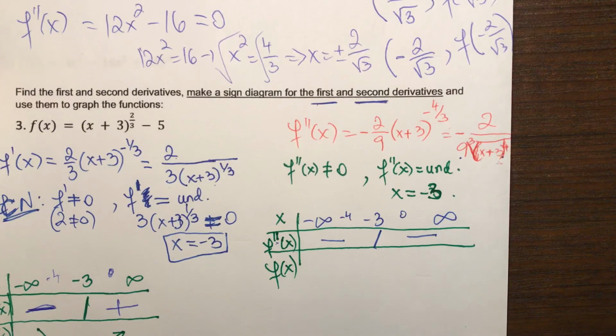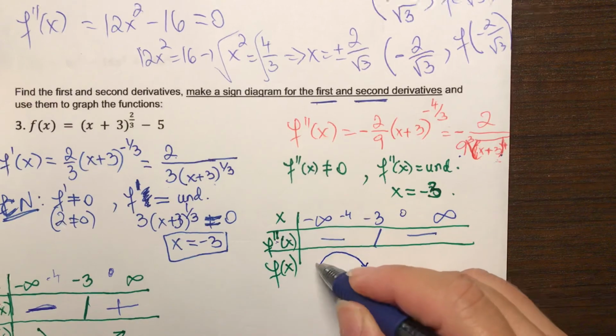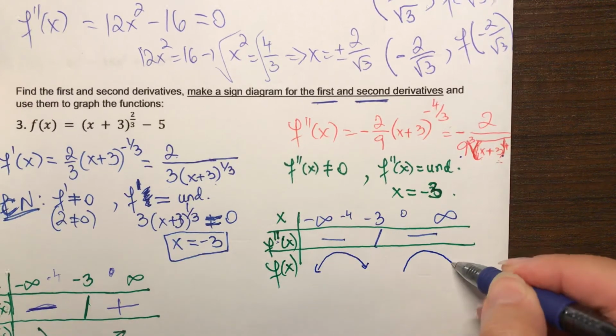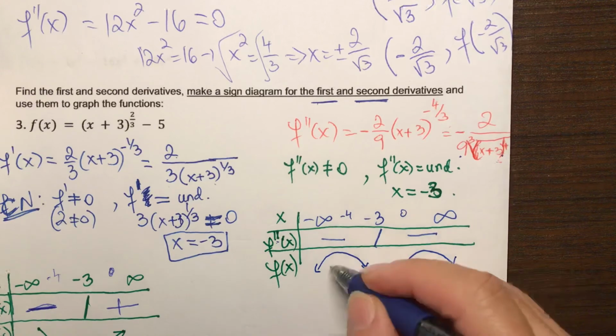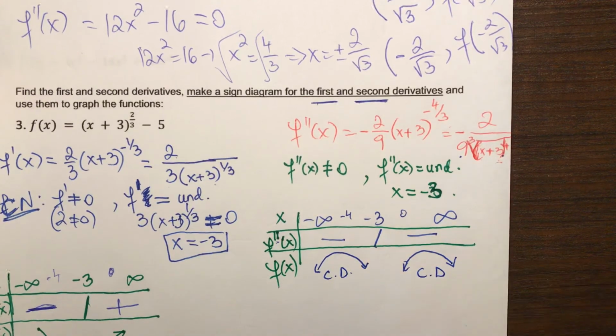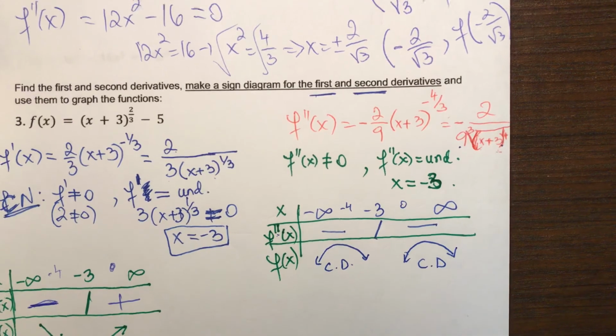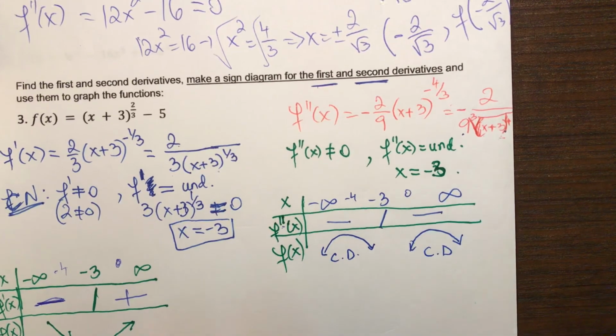So what does that mean for the function itself? Negative second derivative, that means the function's going to have a sad face. So it's going to be concave down, and then concave down again. So negative 3 is not an inflection point because the sign of the second derivative didn't change, right? So it stays concave down.